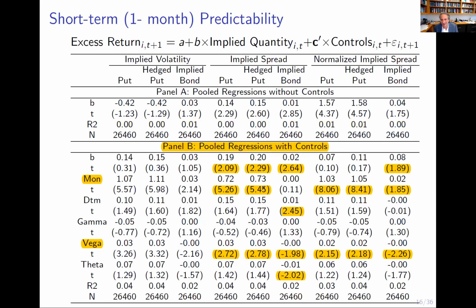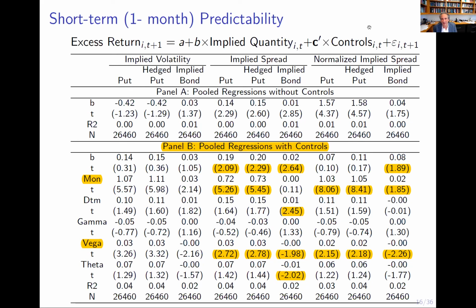Put controls, things get better. Controls are like moneyness, time to maturity, gamma, vega, etc. I'm highlighting things that are significant for you just to see. One takeaway is that implied bonds are better to predict than anything else. You see that the R square increases much less for implied bonds than for put options, meaning that all the cross-sectional information is more important for put options than for implied bonds. Again, it's not too surprising.